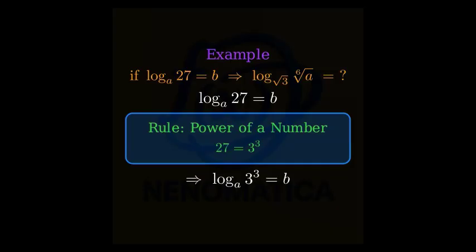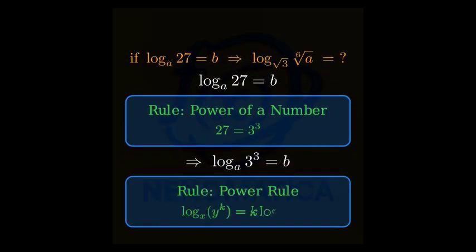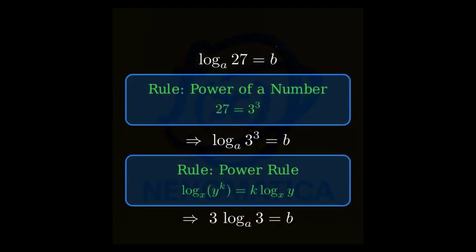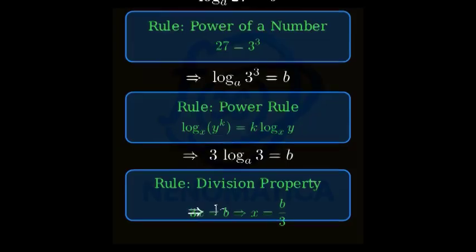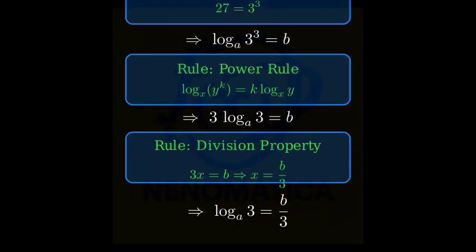Step 3. Apply the power rule of logarithms. The exponent comes down as a multiplier. Show the rule box. That yields 3 times log base a of 3 equals b. Step 4. Isolate the logarithm term by dividing both sides by 3. Show the division property. So, log base a of 3 equals b over 3.